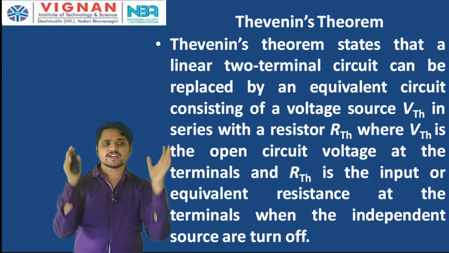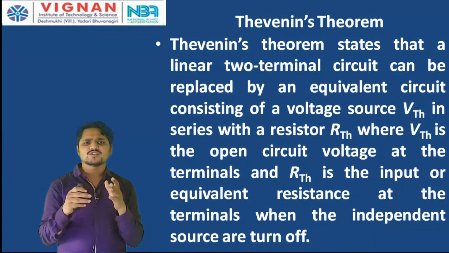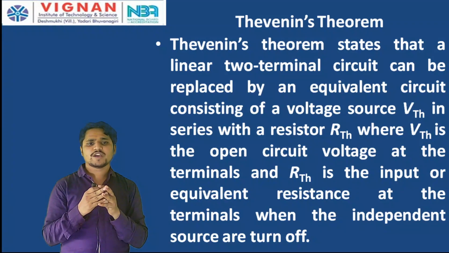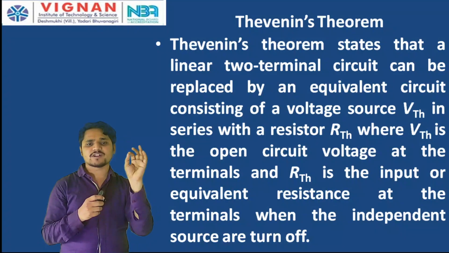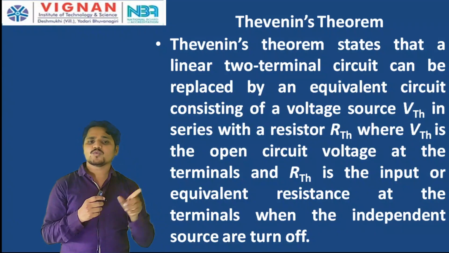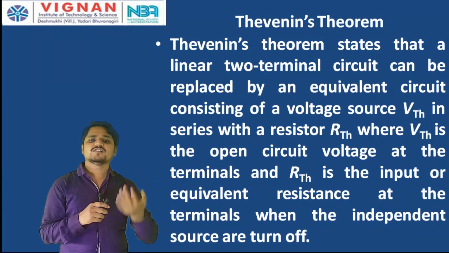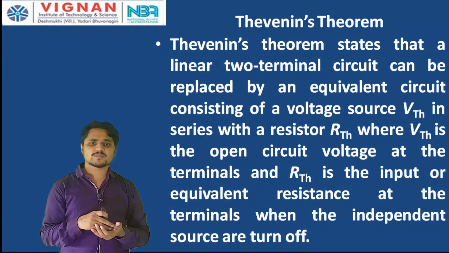That means you take any big network, consisting of any number of energy sources, inductors, resistors, capacitors, any number of elements, but with open output terminals. This entire network can be converted into a single network consisting of only a voltage source, V Thevenin, called the open circuit voltage, and R Thevenin, the equivalent resistance seen from those open circuit terminals.